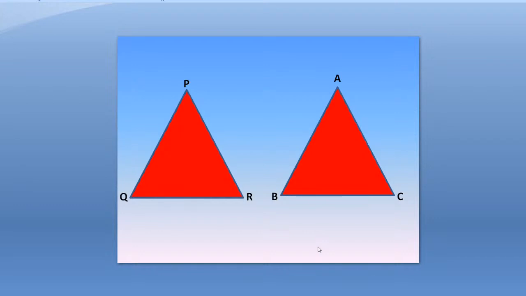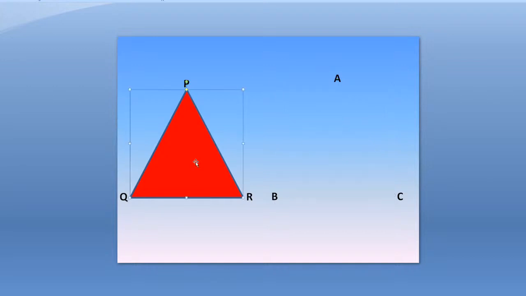See here, two triangles, triangle PQR, triangle ABC. See, this is congruent. One triangle covers the other completely because both are congruent triangles.